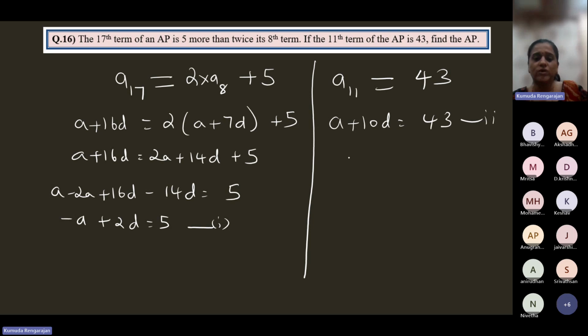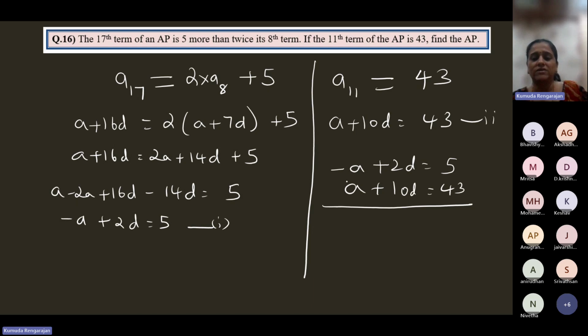So write the two equations one below the other. Minus A plus 2D is equal to 5. A plus 10D is equal to 43. Now you don't have to change the signs, because minus A plus A already cancels. You should not change the signs. So 2D plus 10D is 12D is equal to 48. So D is equal to 4.